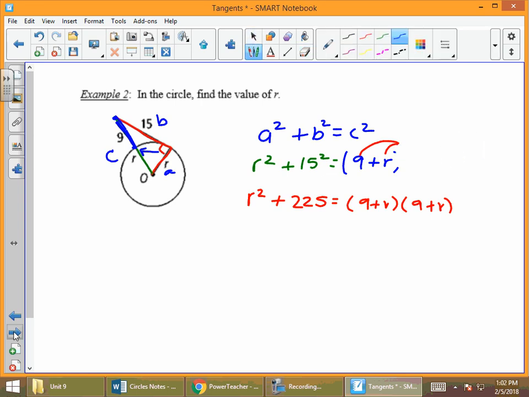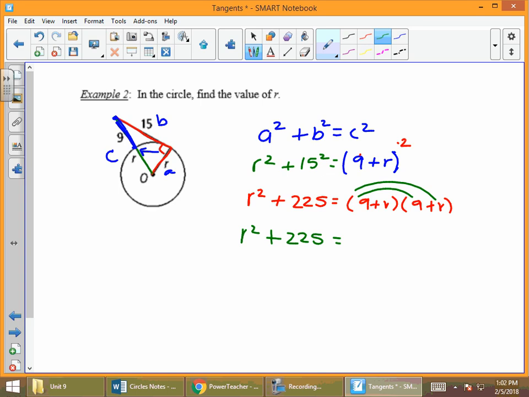Okay? Whenever you're squaring a binomial, you have to write it twice, and then what? FOIL, or double distribute. Okay. So I'm going to keep this side exactly the same. I'm going to keep it as r squared plus 225.